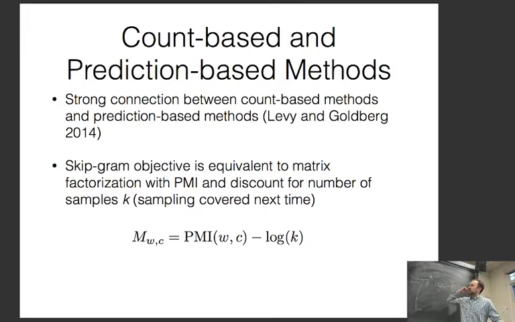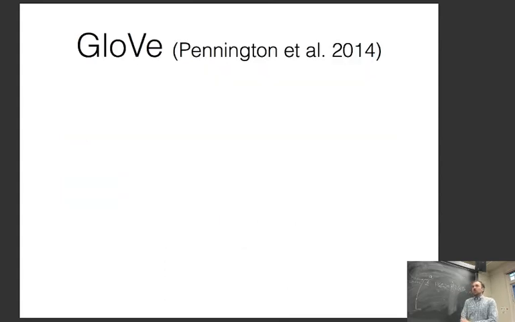And sampling I'll be covering next time. But the important thing here is that there's a very strong correspondence between word2vec and matrix factorization-based approaches. One other approach, which is a count-based approach but used very widely now, is called GloVe. I think people maybe have used this in your work, because it's maybe the second most popular after word2vec.